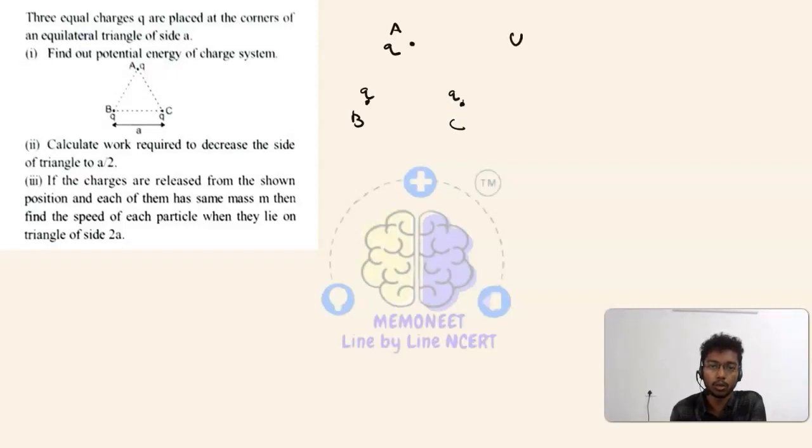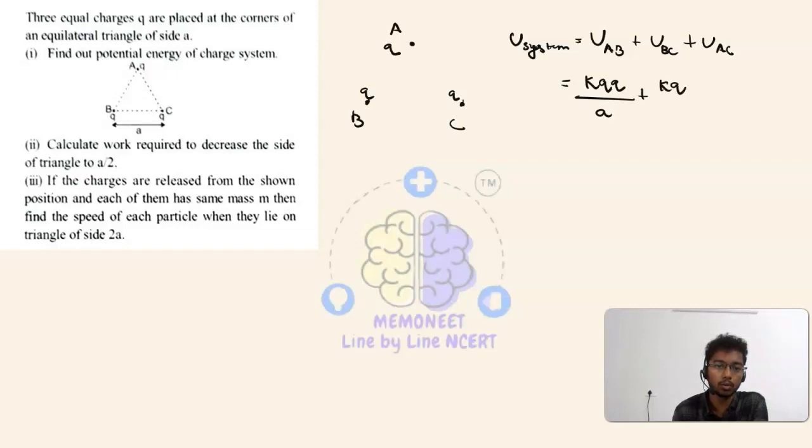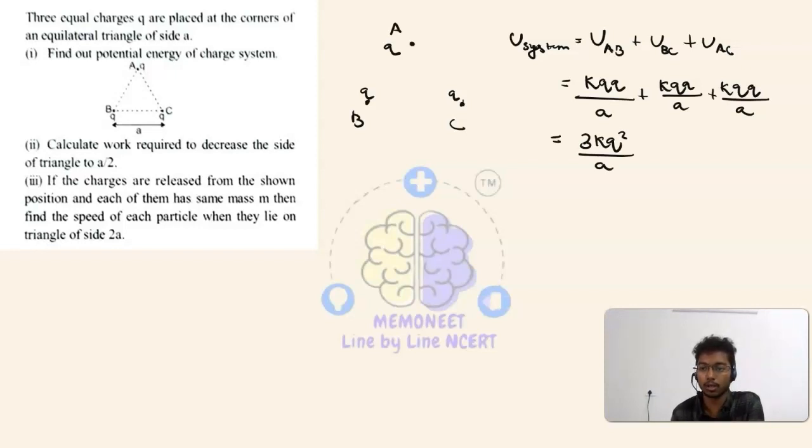So U, the potential energy of the system, we can write as the interaction between A and B plus U of B and C plus U of A and C. So this is equal to kq²/a plus kq²/a plus kq²/a, where a is the side. So this will be equal to 3kq²/a. So this is for the first bit.